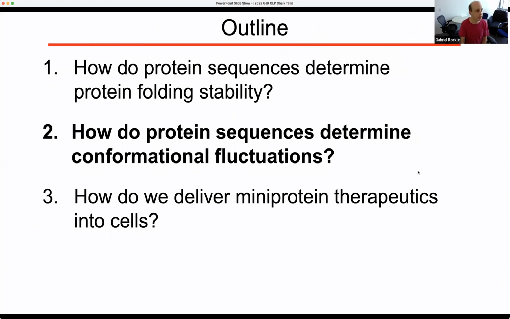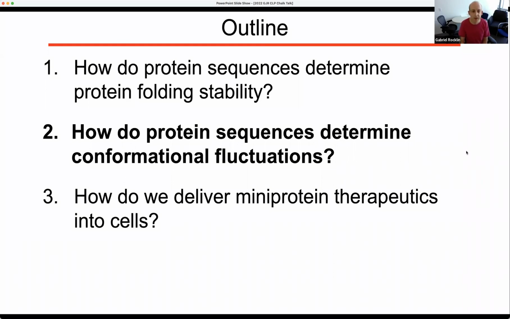Okay, so jumping to the second part of the talk, the goal of this project is to study proteins in even greater detail than looking at global folding stability. The idea of global folding stability is that we're simplifying a protein's entire energy landscape down to just the folded state and the unfolded state. But proteins do lots of things even within the folded state, and we call these conformational fluctuations.